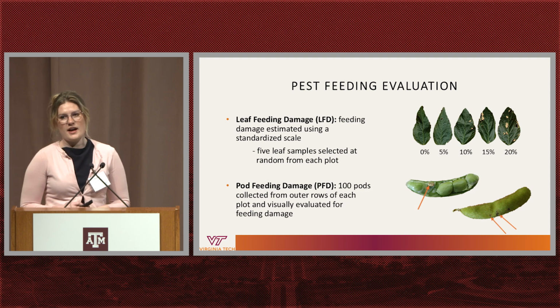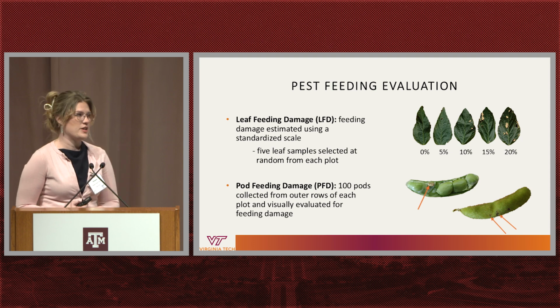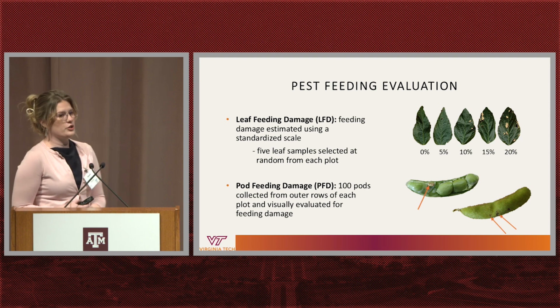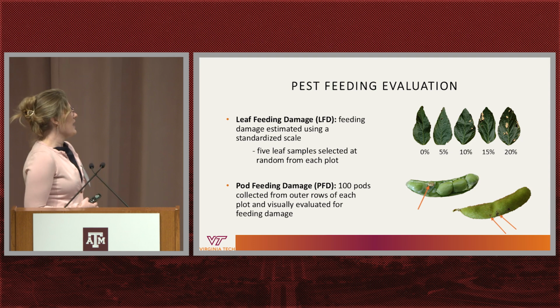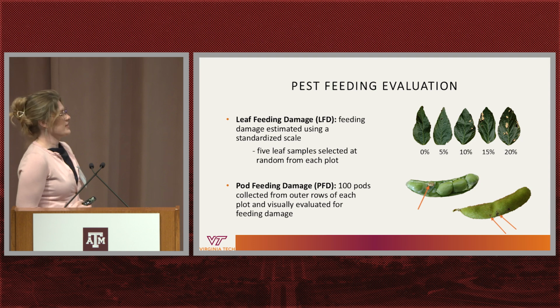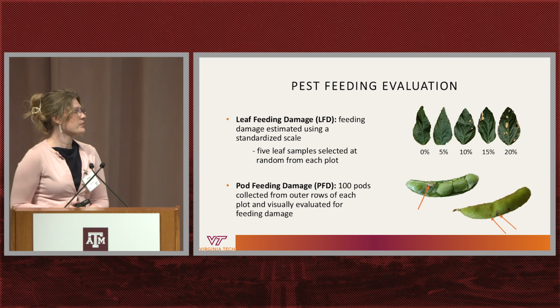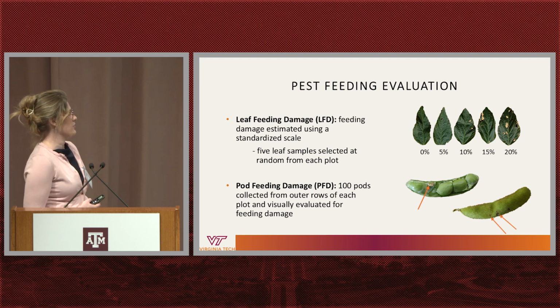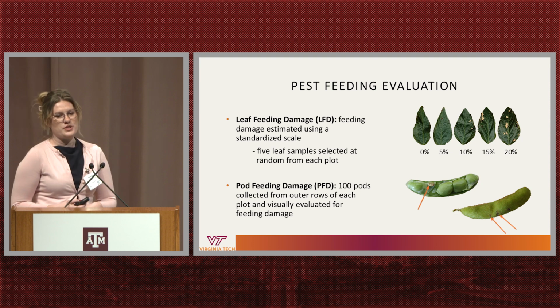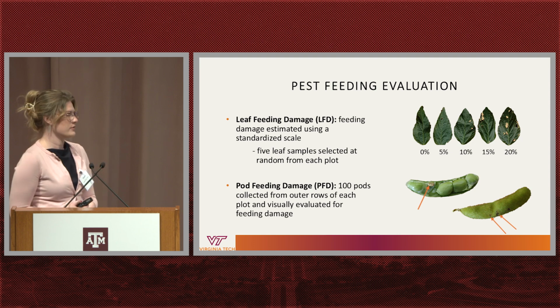So because of TI's importance towards pest defense, we also performed a pest evaluation of the study. And so we were looking both at leaf feeding damage as well as pod feeding damage. And so for leaf feeding damage, we used a standardized scale. We took 5 leaves at random from the plot and visually assessed the damage, as you can see there on that image. And for pod feeding damage, we took 100 pods from the outer 2 rows so as not to affect the final yield count.